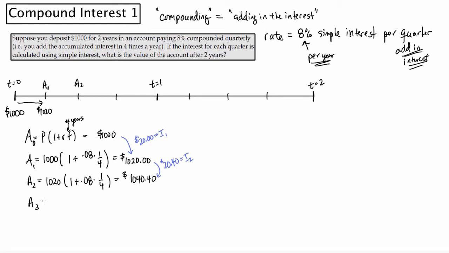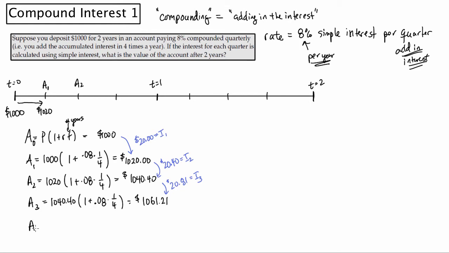Similarly, for the third quarter, we would have $1,040.40, applying the same growth rate here. And the result of that would be $1,061.21. Looking at the interest here, it would be a total of, not quite $21. It looks like $20.81. So that's the interest earned over the third period.